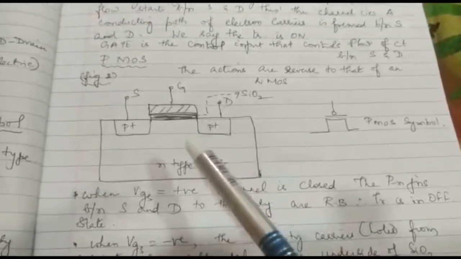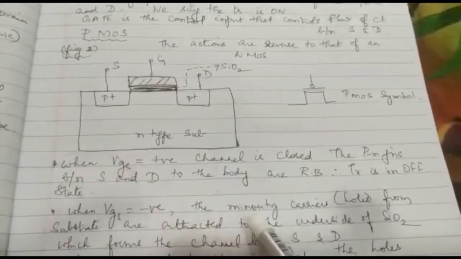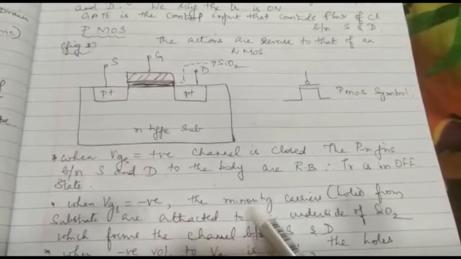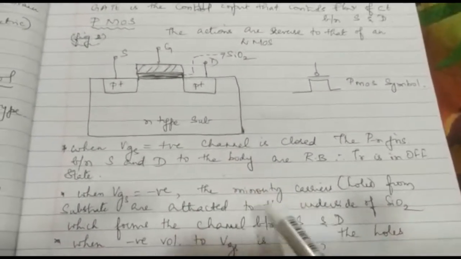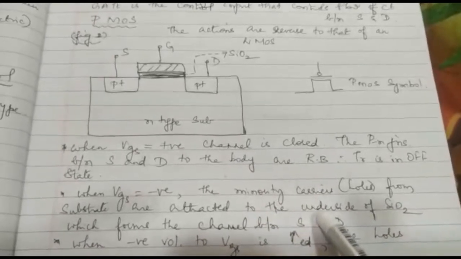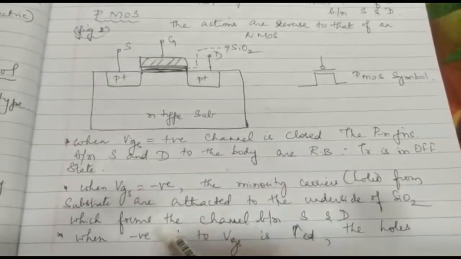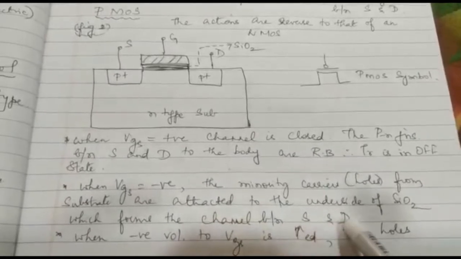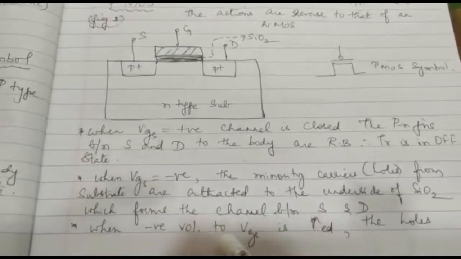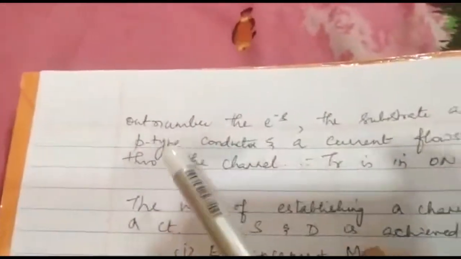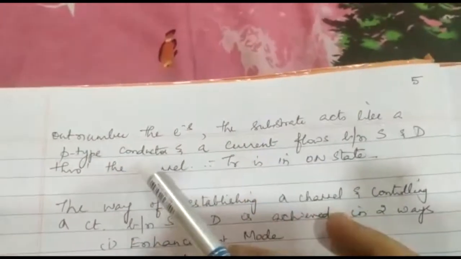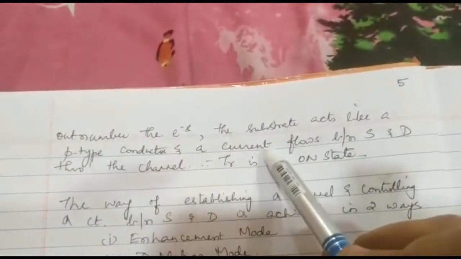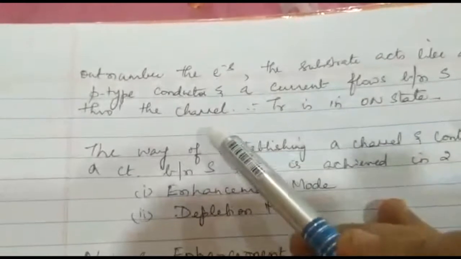In case of NMOS, the minority carriers were electrons from the substrate. But here the minority carriers from the substrate are holes. They are attracted to the SiO2 layer, which forms a channel between source and the drain. When negative voltage to the VGS is increased, the holes get increased more than the electrons. The substrate acts like a p-type conductor and a current flows between source and the drain through the channel.